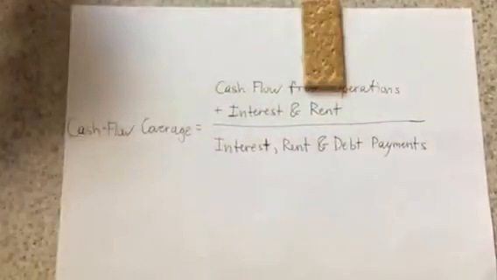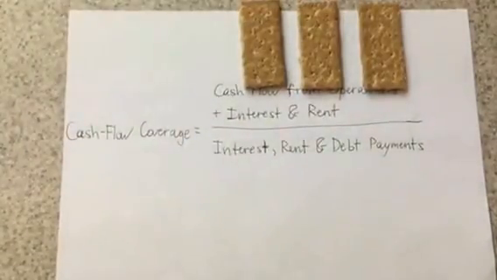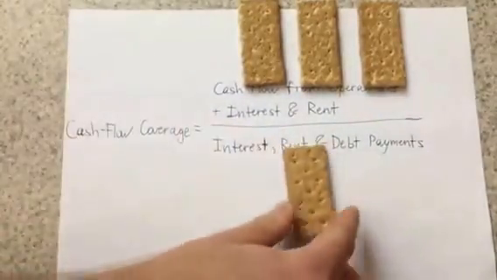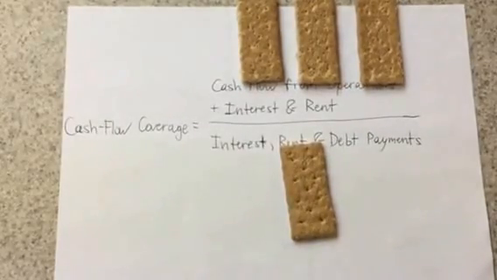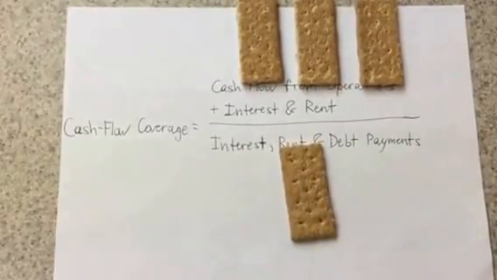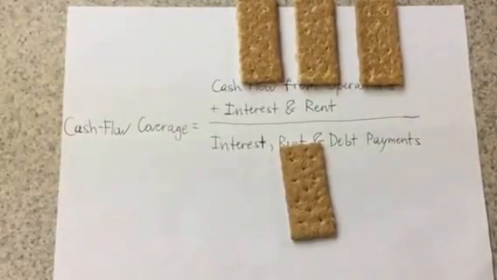So for this example, I'm going to have 3 graham crackers representing the cash flow from operations, interest, and rent, and 1 graham cracker representing the interest, rent, and debt payments. This means that the cash flow coverage ratio is 3.0, which depending on the industry could be good or bad. For NPOs, nonprofit organizations, this could be a financially healthy ratio.